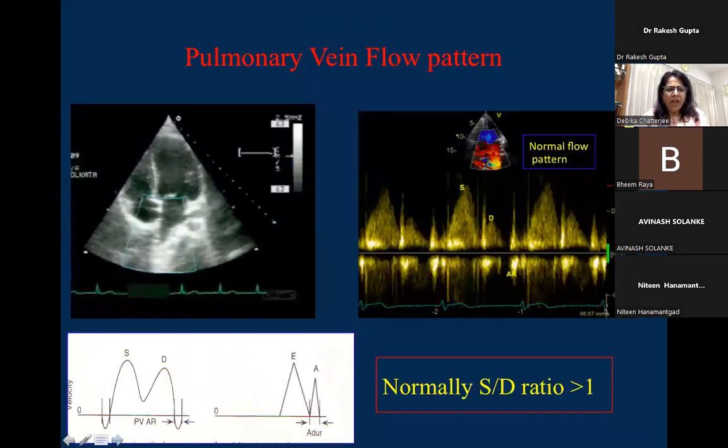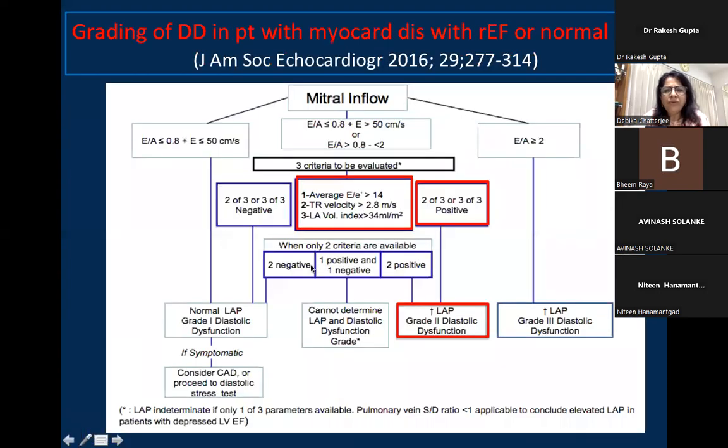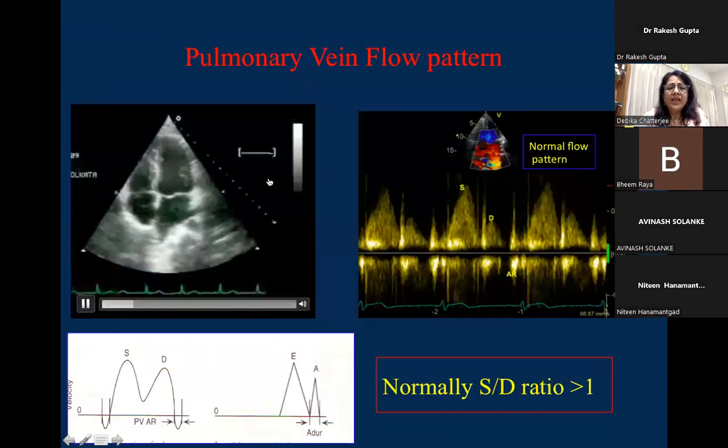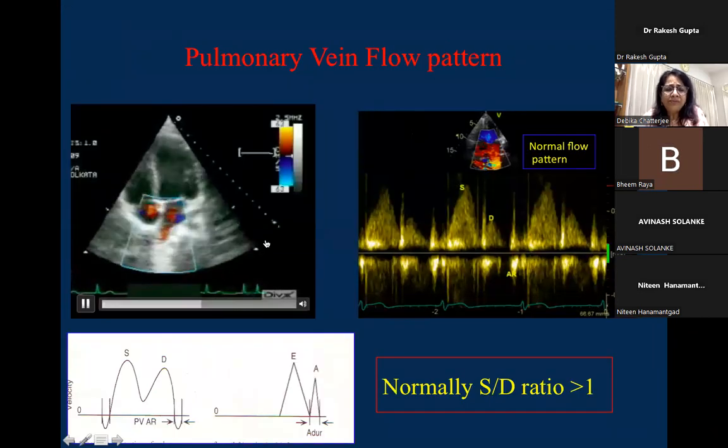Now, you see, if only 2 criteria are available, suppose the patient doesn't have a TR and 2 are negative, you can say it's a grade 1 diastolic dysfunction. If 2 are positive, then you can say grade 2. And if 1 positive and 1 negative, then you cannot determine the LA pressure and diastolic dysfunction grade. However, you can utilize the other methods like pulmonary venous flow pattern.